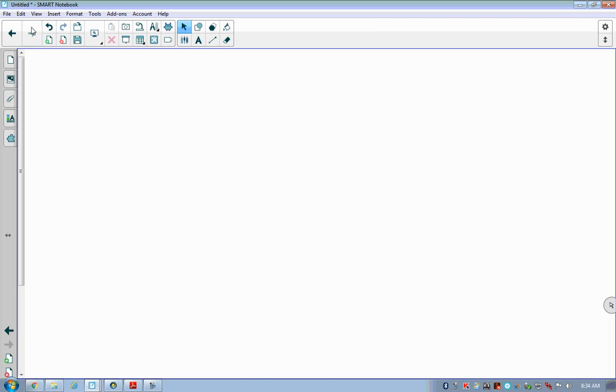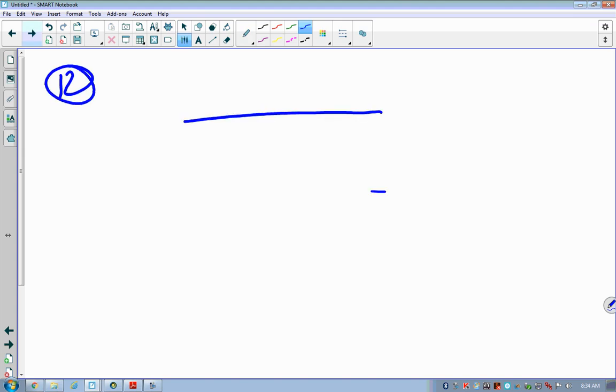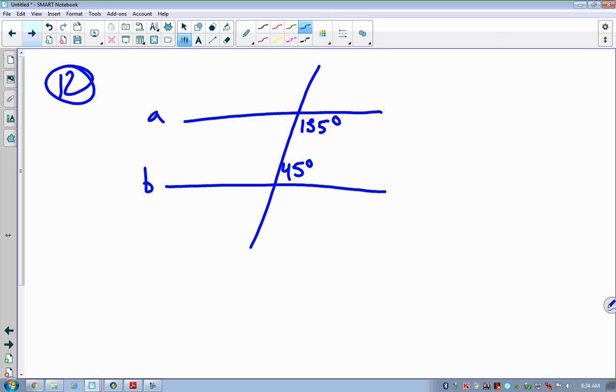All right. Let's see, number 12. Okay. 12 gives you something like this. This is a lesson 12 question, 135 degrees here, 45 degrees here. It says prove that lines A and B are parallel. What I would look at here is 135 plus 45. What does 135 plus 45 equal? Does that equal 180? 180.